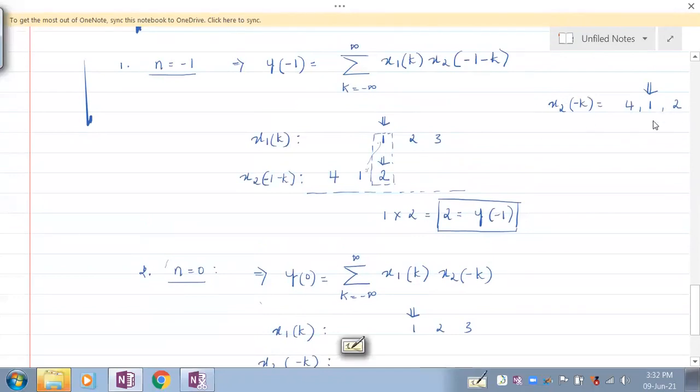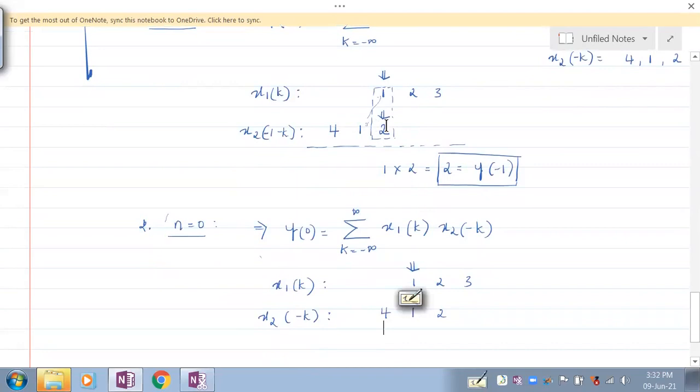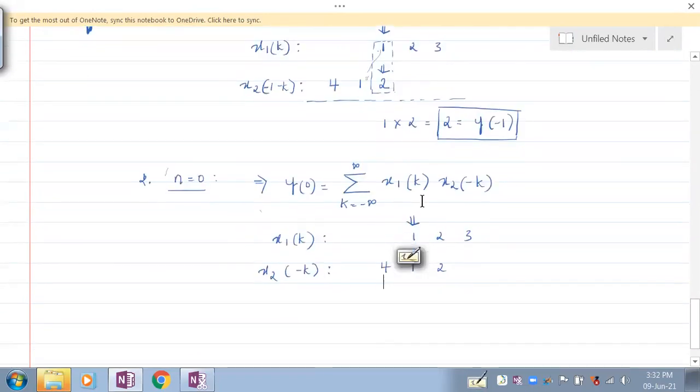Write the 0th sample first here. Write the 0th sample below the 0th sample and write the remaining samples as it is. So this is x2 of minus k. Now here, this is the example wherein the first two persons are handshaking. After they are done with their handshaking, this will further move. When this further moves, why is it moving? Now this first person has to handshake with the second person, and the second person here should handshake with the first person. So that is what is happening.